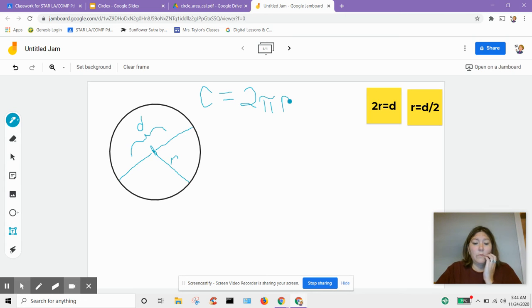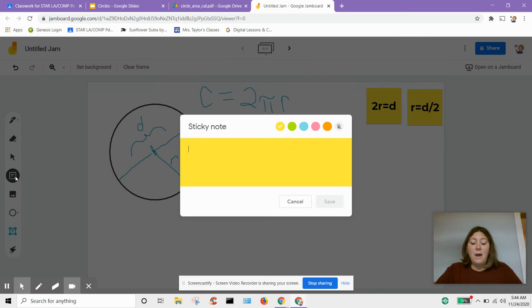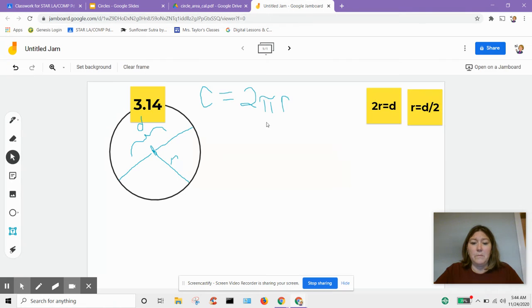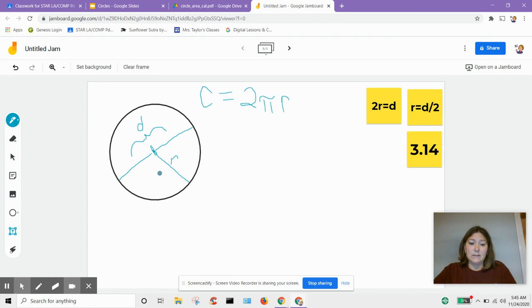I was pretty impressed last week that pretty much everyone remembered that pi is equal to 3.14. I was pretty impressed that most people remembered that. So that was a good thing. So if we want to find the circumference of the circle, circumference equals 2 pi r. So if the radius is 3, let's say.